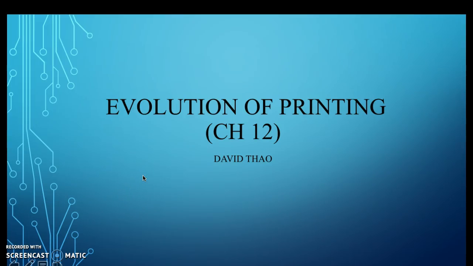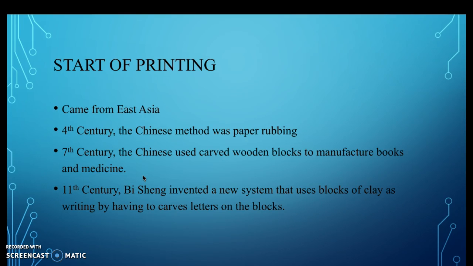Hello, my name is David, and I'm doing chapter 12 on printing, and I'm going to talk about how printing has evolved. So, the start of printing came from East Asia. In the 4th century, the Chinese method was paper rubbing.